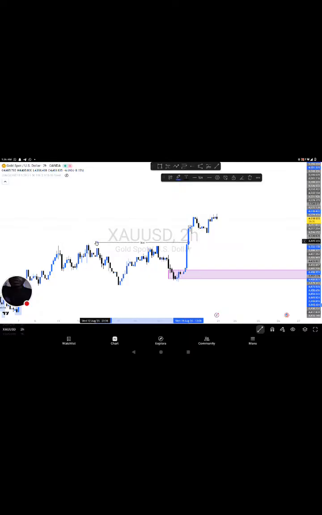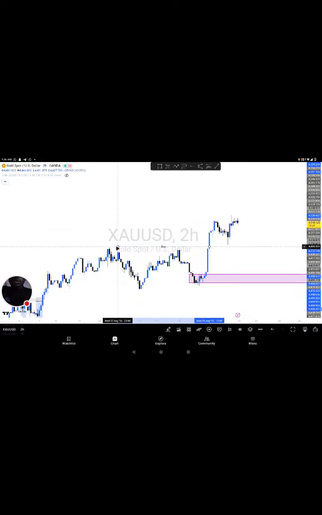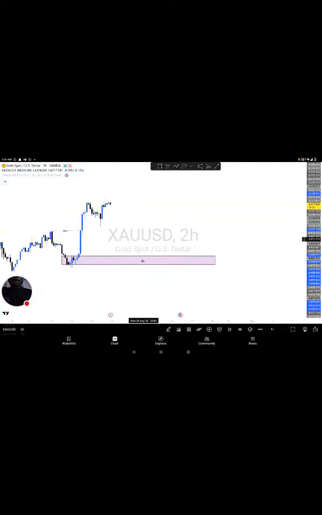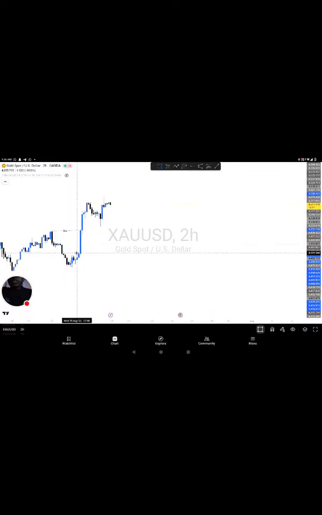Let me change it. Let me reduce my break of structure from here. Let me reduce it here. This is my break of structure. Now you can see that our order block has changed direction. So from a whole lot of candles, it has changed to just one candle. But this is 2 hours time frame.